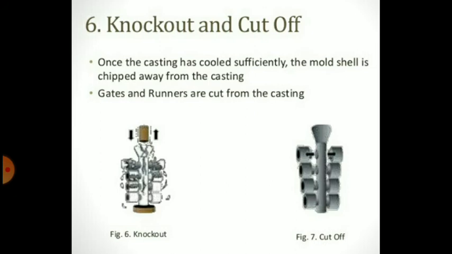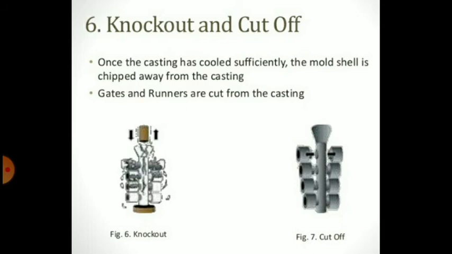The next step after cooling and solidification is knockout and cutoff. During knockout, after cooling and solidification, the mold is taken out from the flask, and then the gates and runners are cut from the casting.